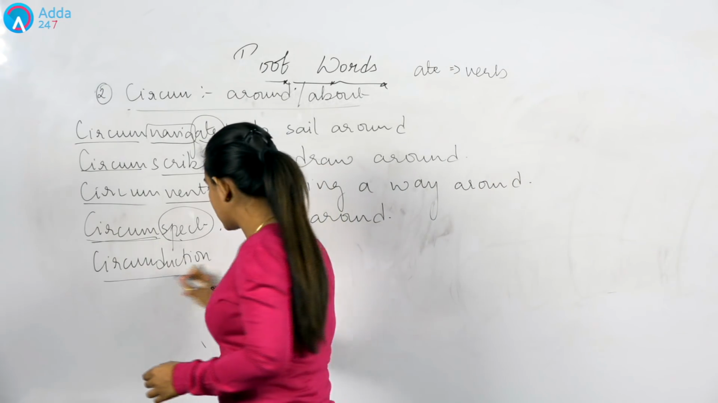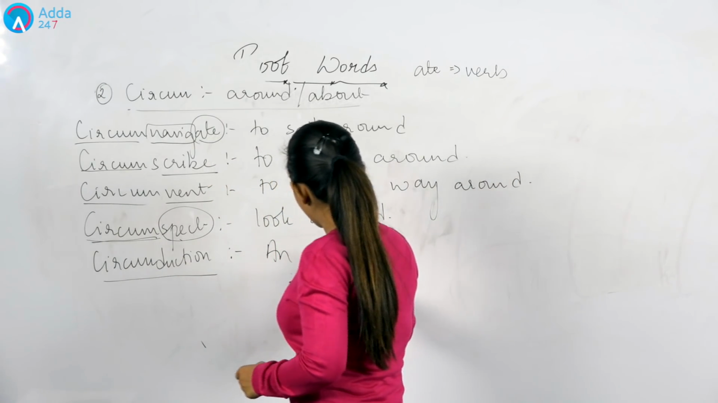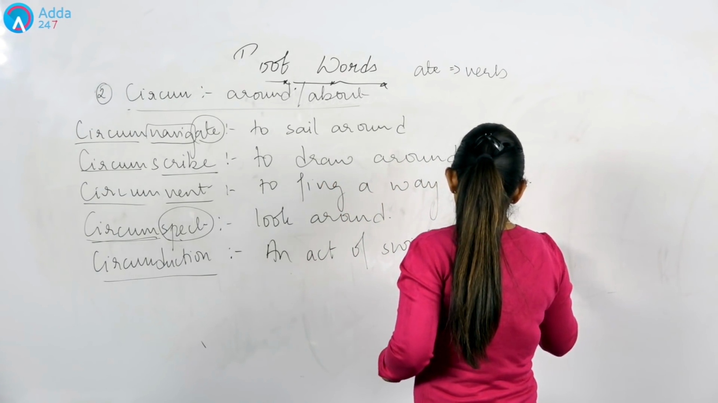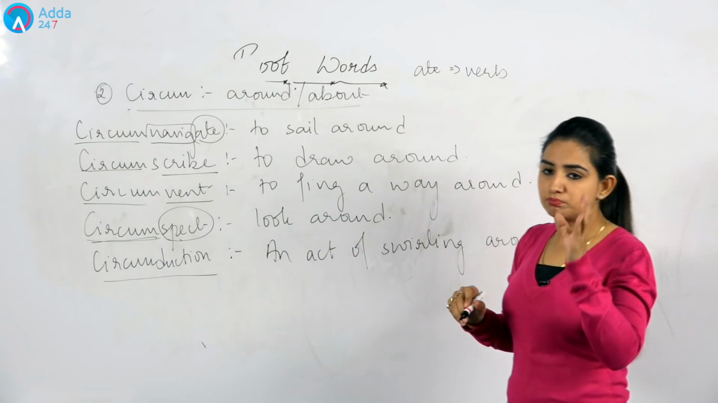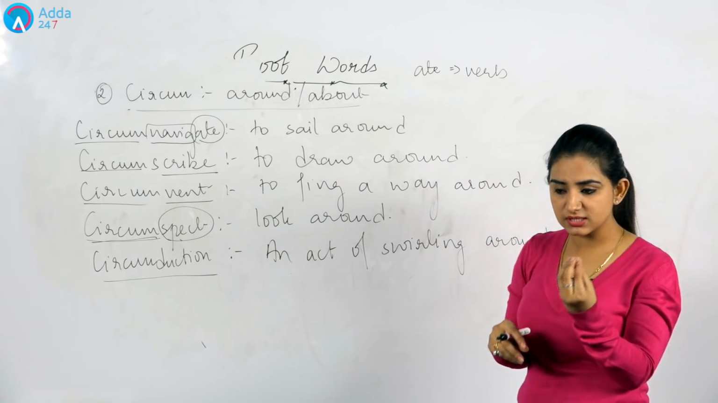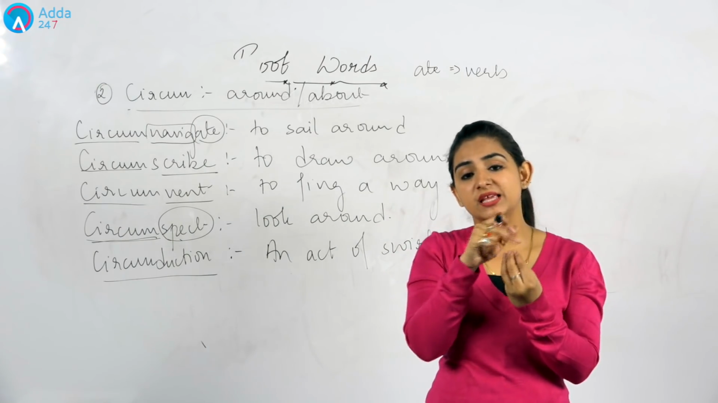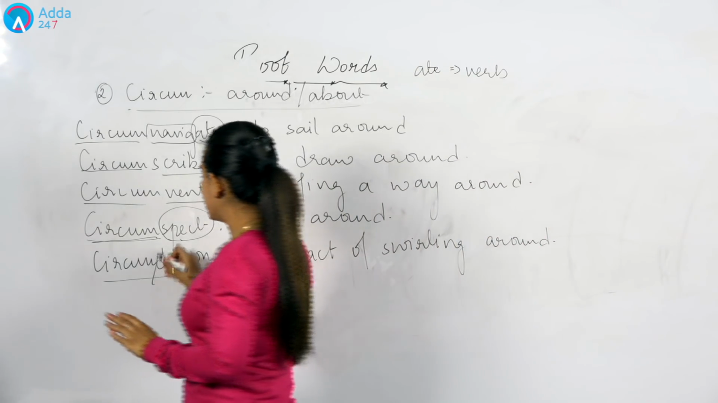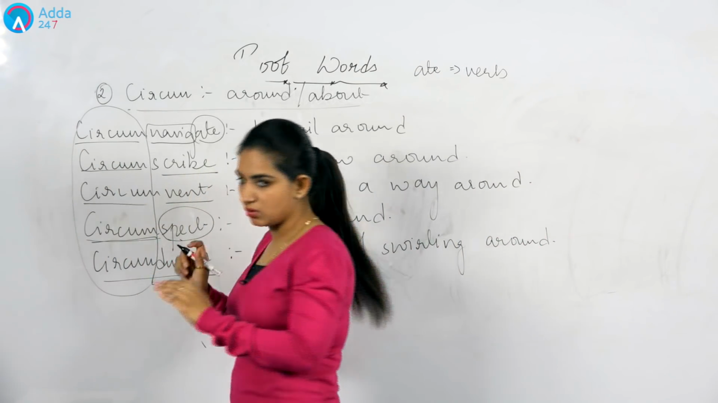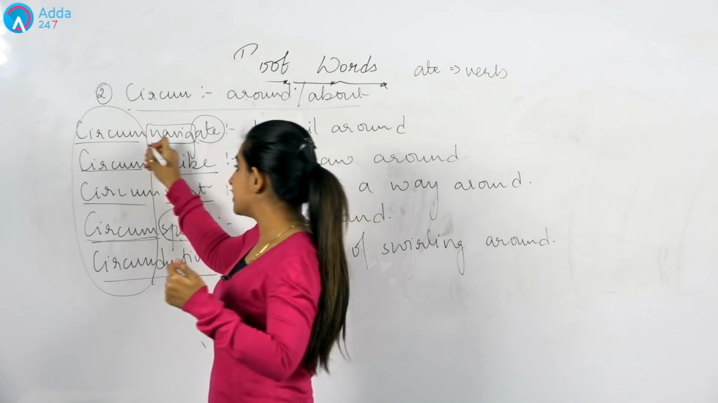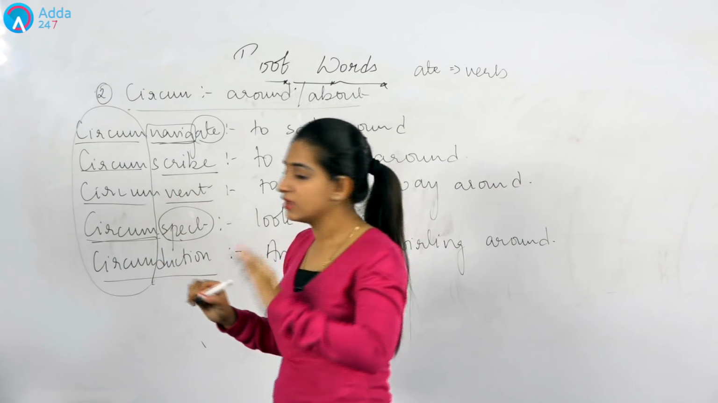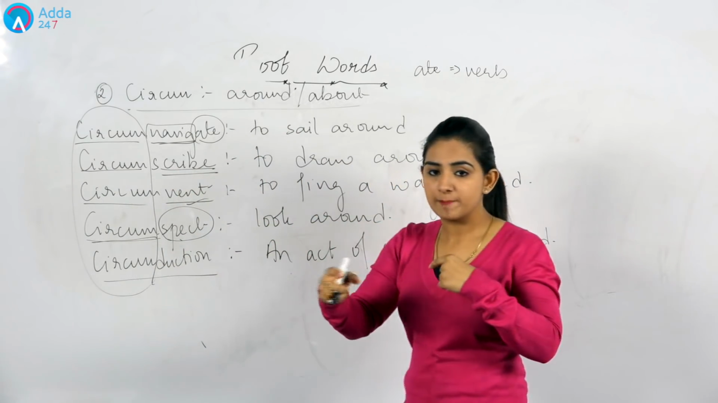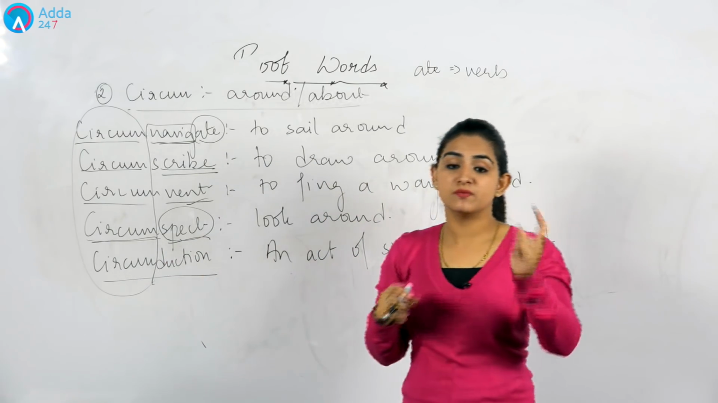Then we have circumduction, that means an act of swirling around. In many dance genres, you must have seen that a girl is standing and they keep swirling around. That is what we mean by circumduction. So wherever you have a word with circum, this means around or about. When I say navig, this means a path, a road. When I say scribe, this means to draw. When I say vent, it means to find a way. When I say spect, this means to investigate, to examine.